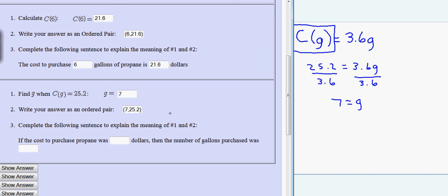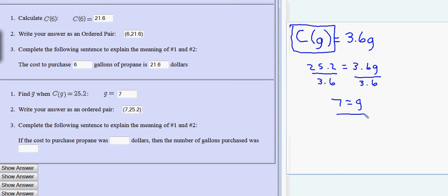Now, in the third question, we're supposed to explain the meaning of the numbers we just found. It's a little bit backwards, but it's actually more obvious this time that the 7 is a G value. That's the number of gallons of propane we put in. And what we started with, which was the output, we were given that the cost, the output, was 25.2. So it must cost us $25.20 to put in 7 gallons of gas.